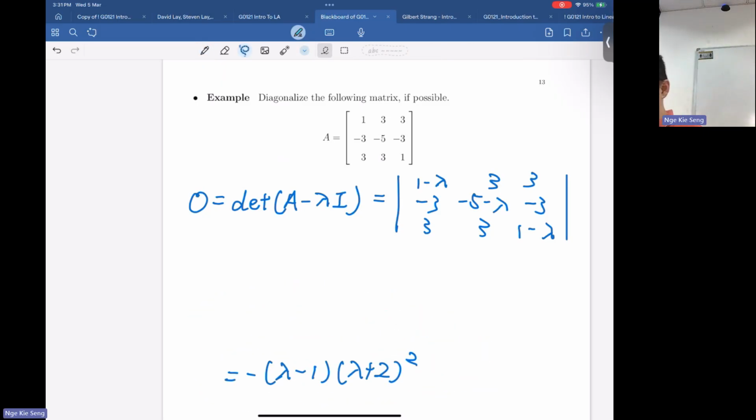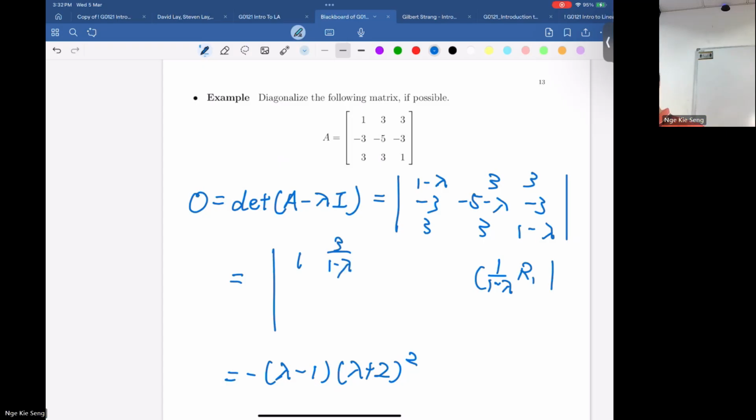So what's the first thing I'm going to do? What do you think? How about making a pivot first? Let's make a pivot. If I divide the first row by minus lambda, what I get is 1, 3 over 1 minus lambda. Let's do this first.